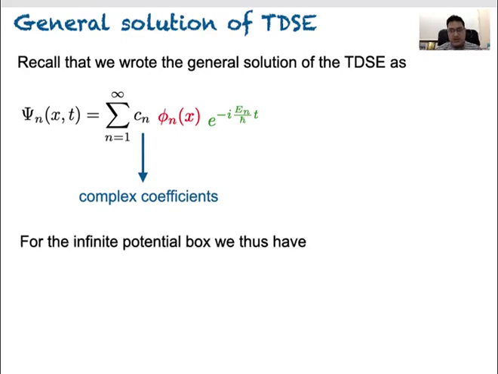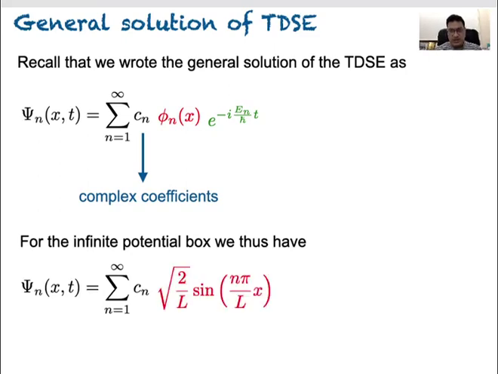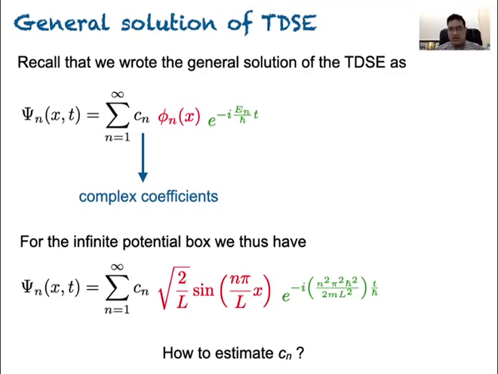For an infinite potential box, this is your phi n of x. We are using the same color, and this is your energy that we have seen. So this is any general wave function which is time dependent in nature, which is a linear superposition of several time independent wave functions weighted by this coefficient Cn, which is in general complex in nature, and the time dependent phase. Now the question is how to determine these complex coefficients, which determine the weightage of different combinations. This we will see in the second part of this lecture, which you will see in a moment.